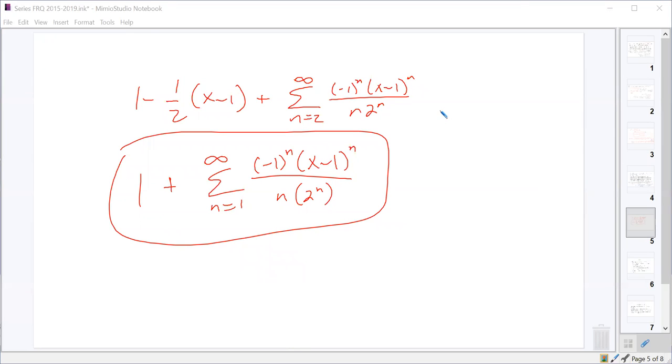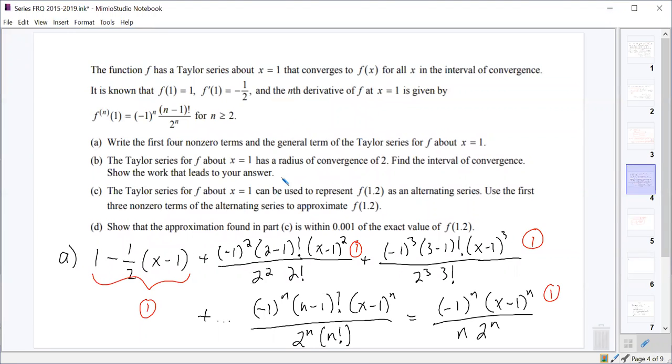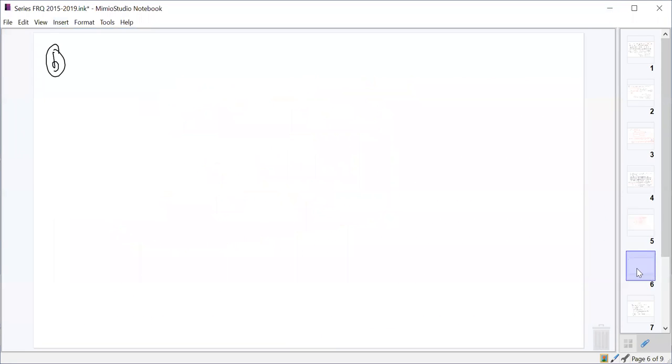Okay, so for part B, so there's 4 points there for part A. So for part B, what did it ask us to do there? So it has a radius of convergence of 2. Find the interval of convergence. Okay, so if it's around x equals 1, we'll say it's at x equals 1 with a radius of convergence of 2. That should tell us that the base interval of convergence for this should be -1 to 3, which means to find the actual interval of convergence, we need to test the endpoints at x equals -1 and x equals 3.